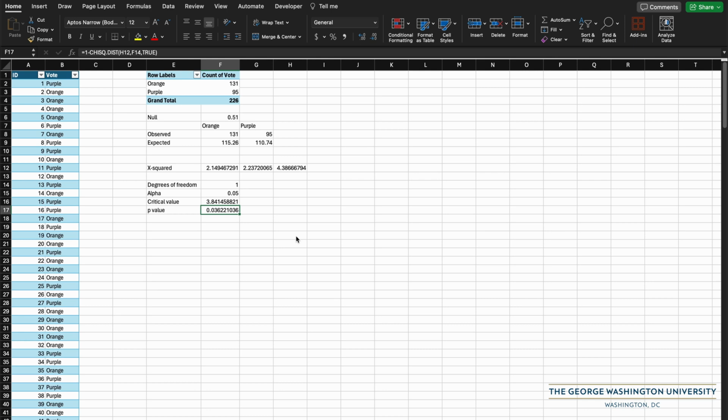And so this is one way to use Microsoft Excel to look at a binary variable and to look at the proportions of our success class. We used a one sample z-test for proportions, but we can also use a chi-squared goodness of fit test, or a chi-squared test for proportions.